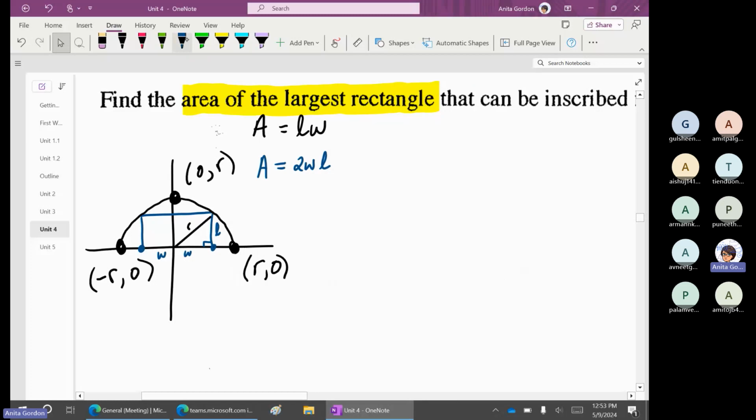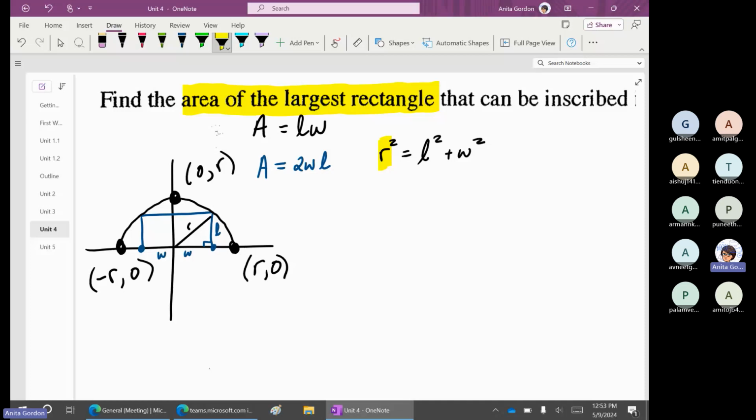How would I write R? R is the hypotenuse of my little triangle in the corner, right? R is a constant, not a variable in this case. Let's assume R is 5, okay? We're not going to worry about it as a variable. We're going to think of it as a constant.